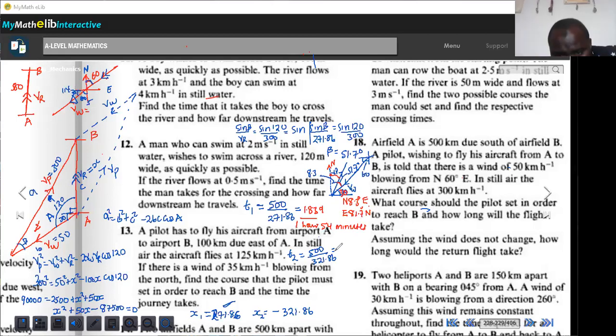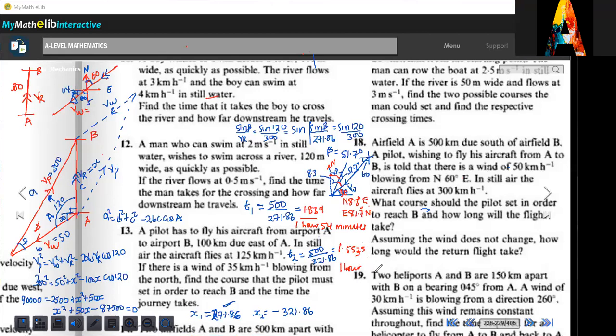Okay, that is ongoing. Then this one on coming back, what answer do you get? 500 divided by 321.86. 1.5535, which is 1 hour and 0.5535 times 60. 33.21. So about 33 minutes.